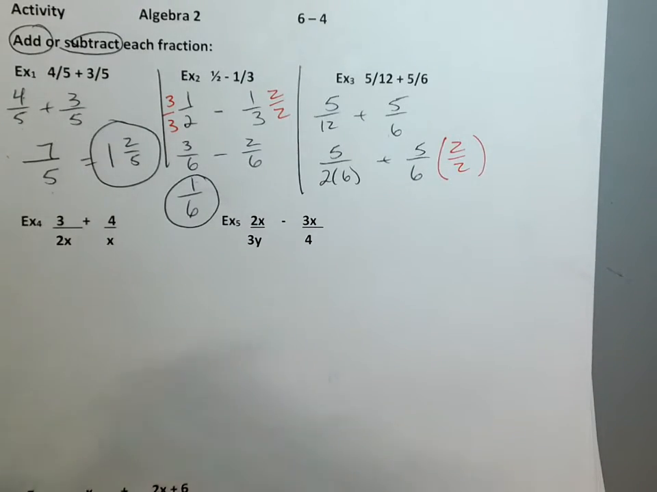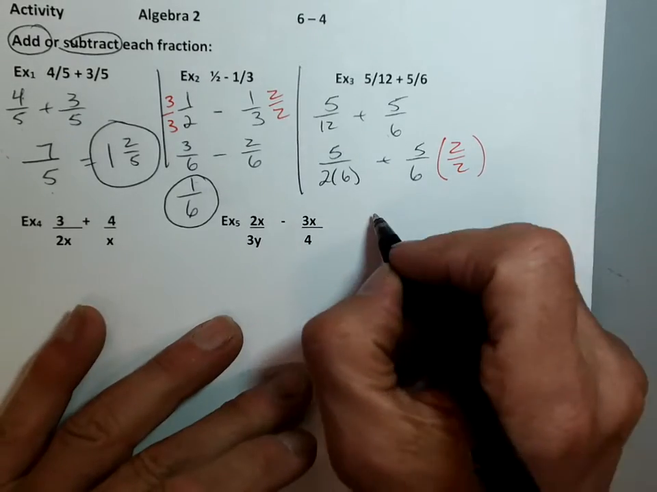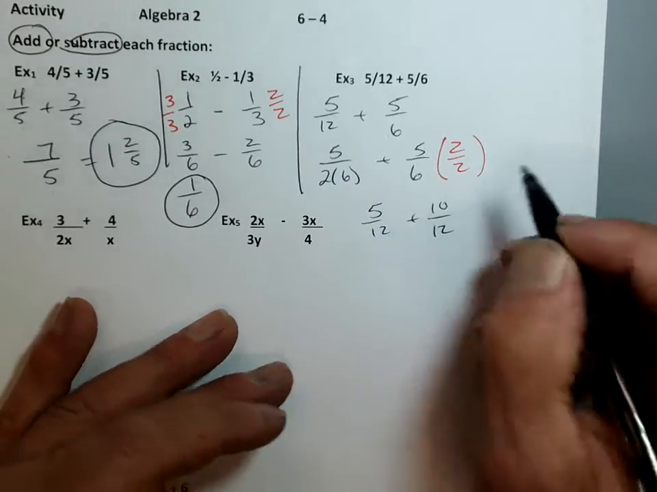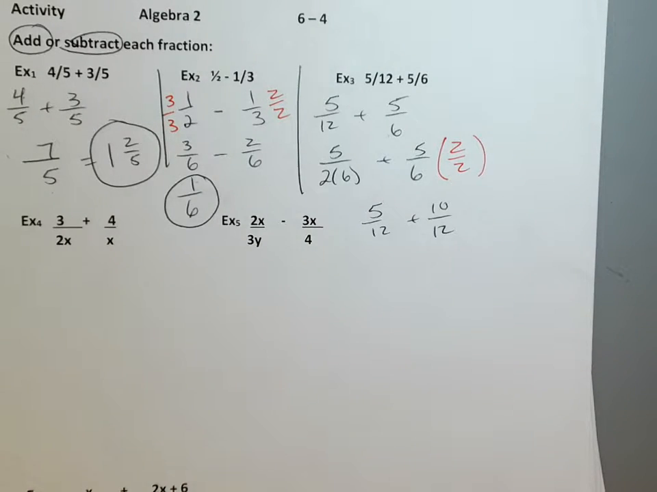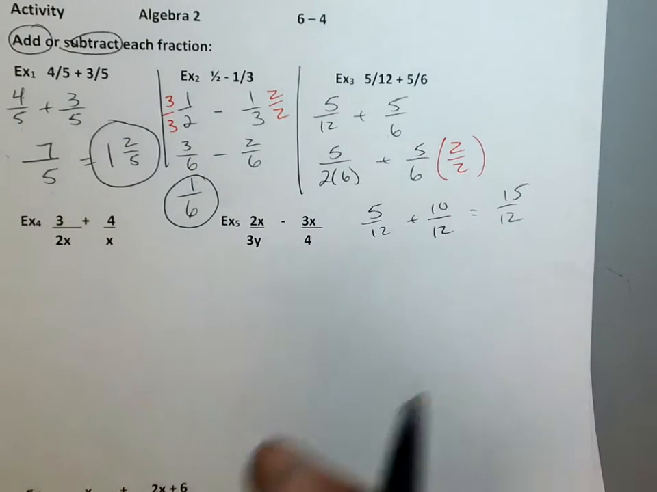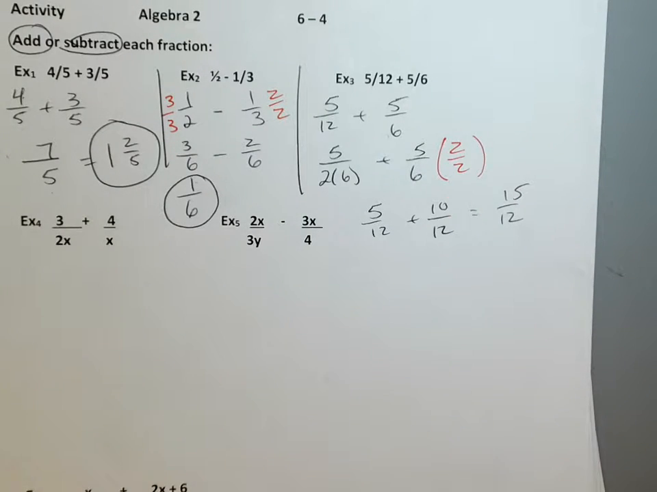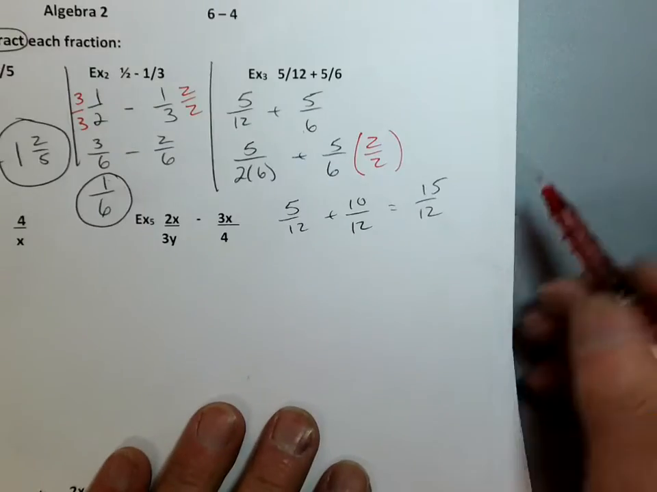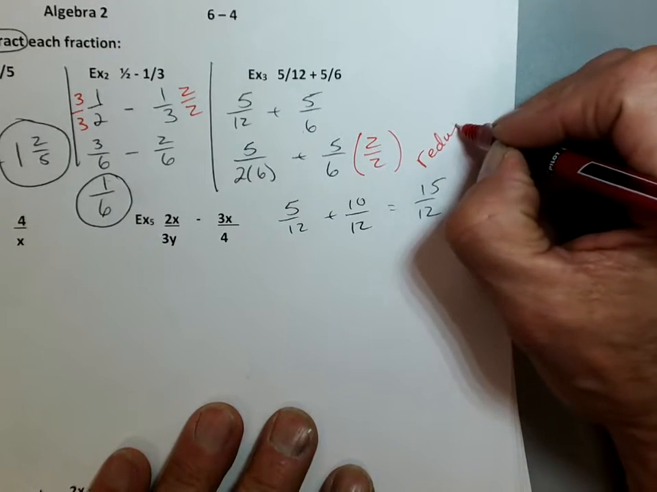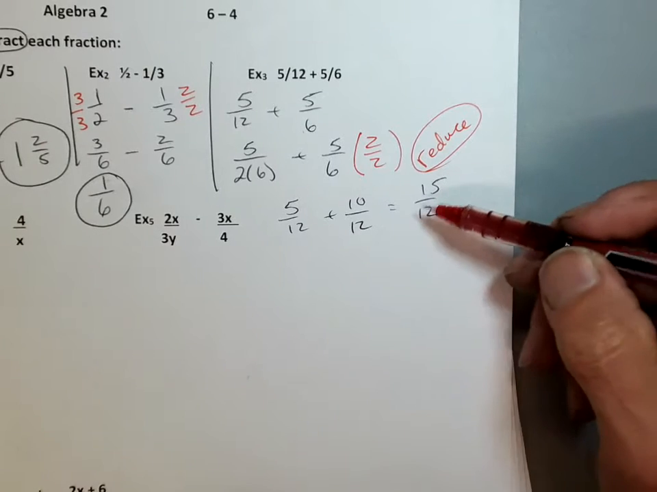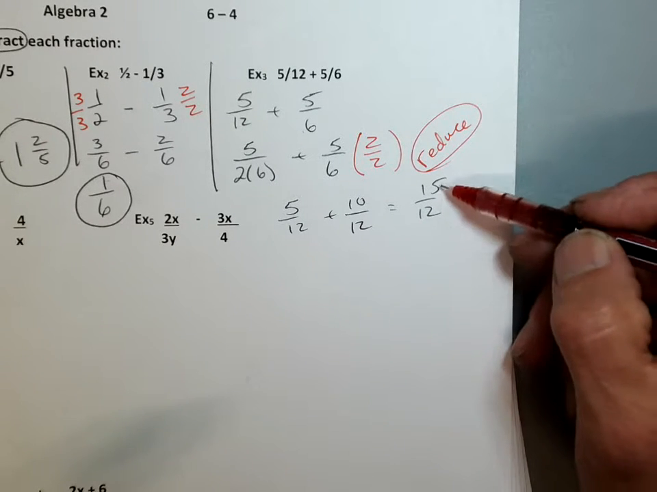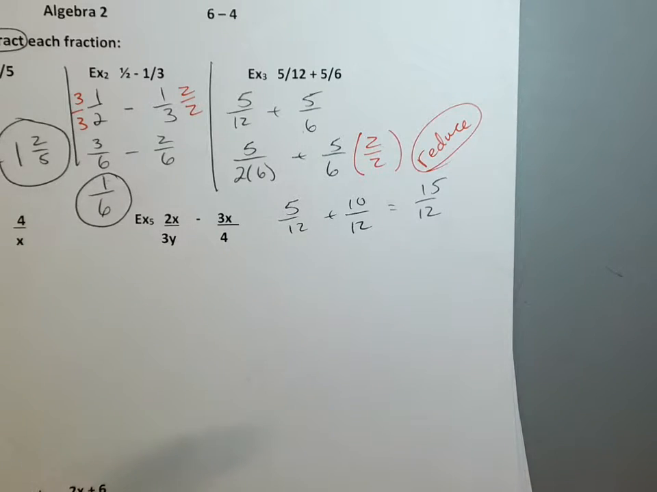And then I'm going to have a common denominator of 5/12 plus 10/12, which when I add them I get 15/12. Now, there's more we can do. We can reduce this. You're very close. So if we reduce both by 3, we'll get 5/4.